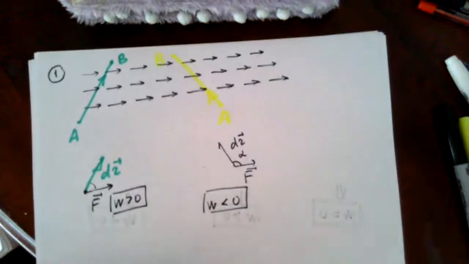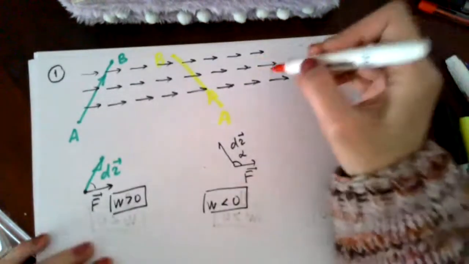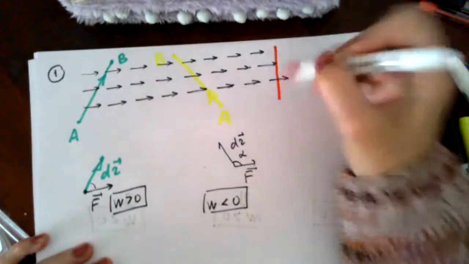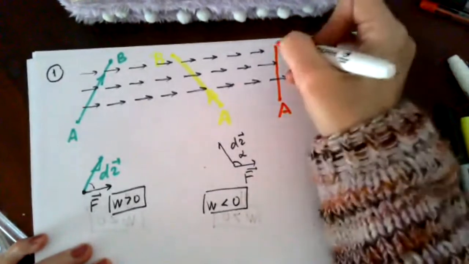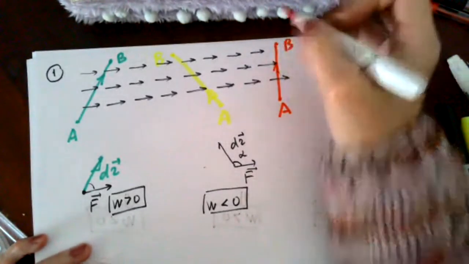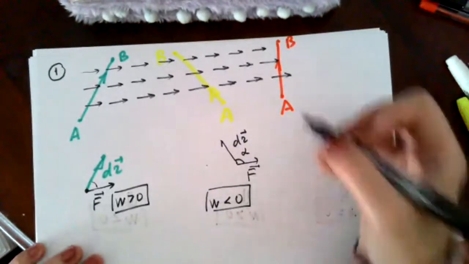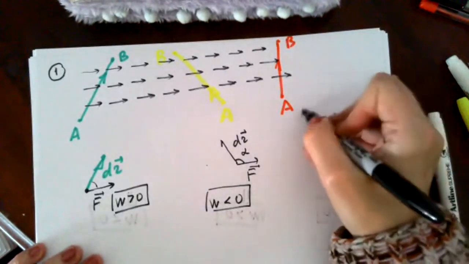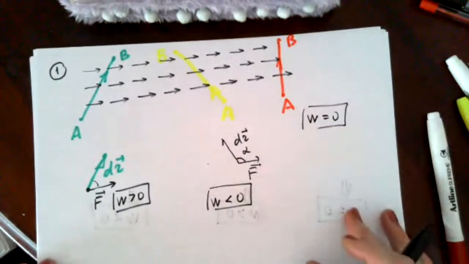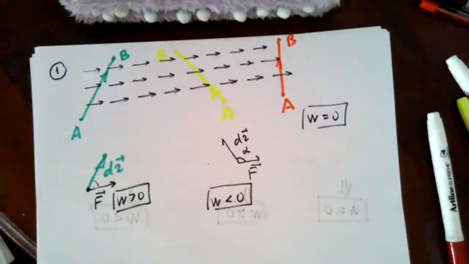And finally, we just need to consider the last example. When your path from A to B lies perpendicular to your vector field, in this case, of course, the work is equal to 0. So as you can see, the introductory example was pretty easy.